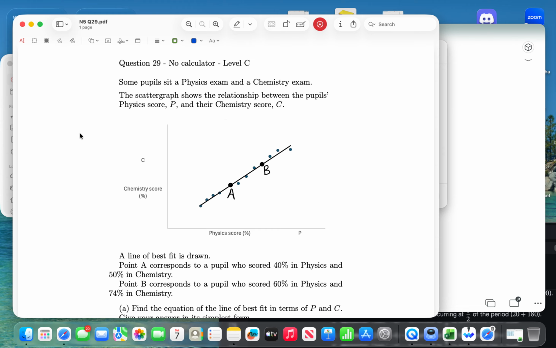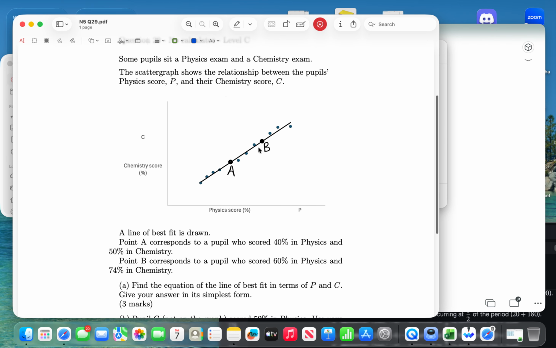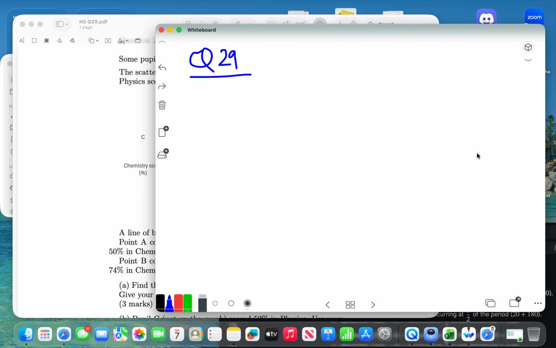We've got a scatter graph of pupils who sit a physics exam and a chemistry exam, with the line of best fit. P is the placeholder for physics and C is the placeholder for chemistry. Points A and B refer to two pupils, and we have to find the equation of the line of best fit. The first thing we have to do is find the gradient.